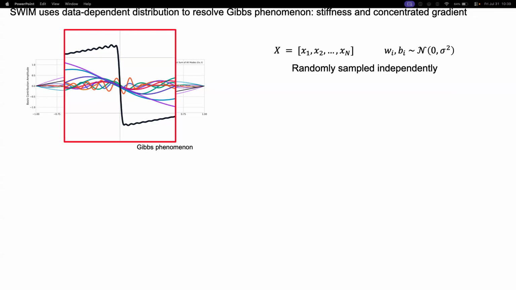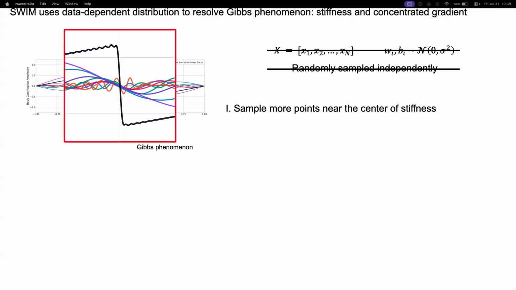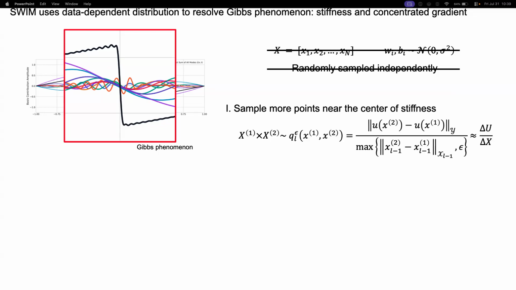So rather than just randomly sampling this stuff, we will sample where it matters. Another paper from the same author as the frozen PINN suggests sampling more points near the center of steepness. So we can construct a data-dependent probability measure, which looks like this.